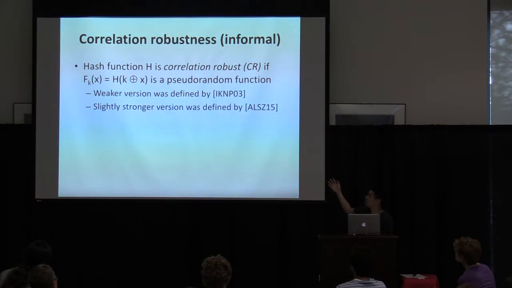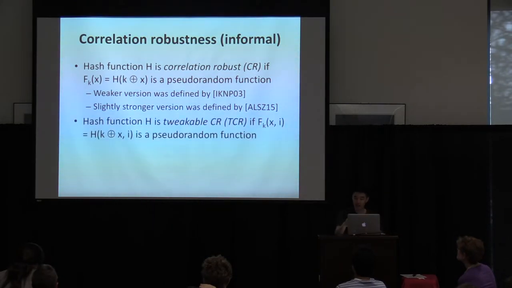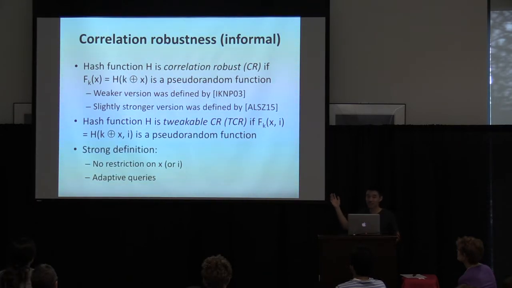Over here, we would like the strongest notion, where we allow arbitrary distributions on the input and any kind of adaptivity on the function. The tweakable correlation robust notion is very similar in the sense that we also have a tweak. Even with a tweak, this is a pseudorandom function in the tweak and x. Again, it's a strong definition. It allows adaptivity and does not have restrictions on x or i.